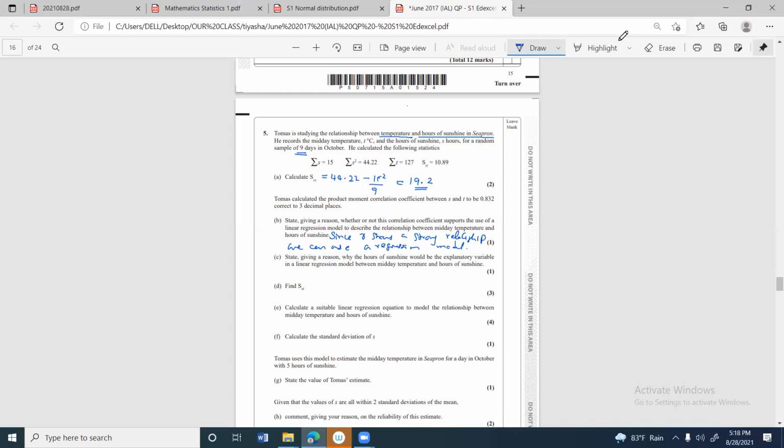Right. State, giving a reason, why the hours of sunshine would be the experimental variable in the linear regression model between the midday temperature and the hours of sunshine. What do you mean by the experimental variable? Experimental variable means like the independent variable. So you know that it depends on the number of hours of sunshine, only the temperature changes. Therefore, hours of sunshine would be the independent variable or the experimental variable. That's the fact we need to write today. So answer C, we write it.